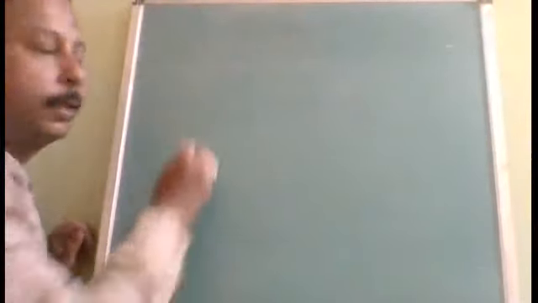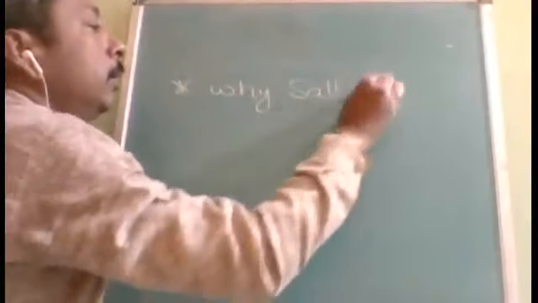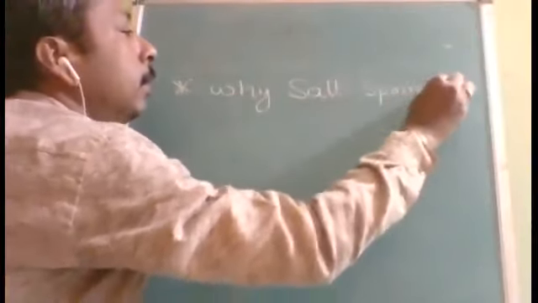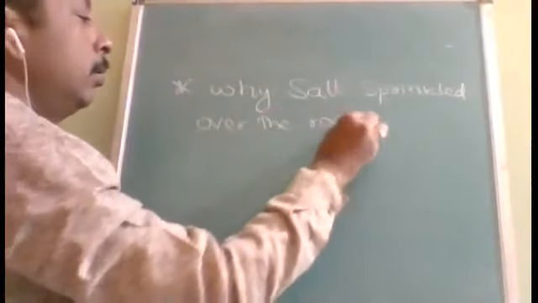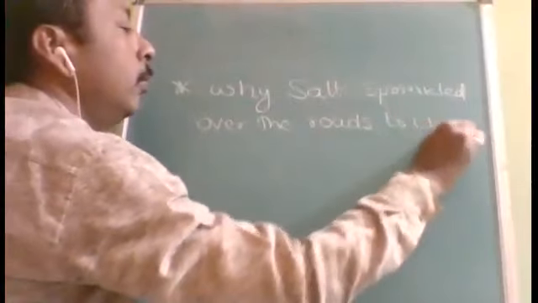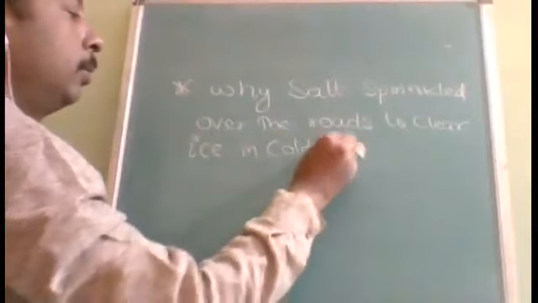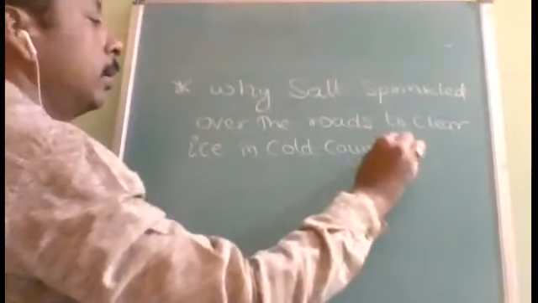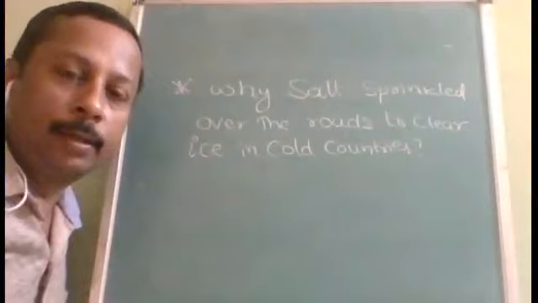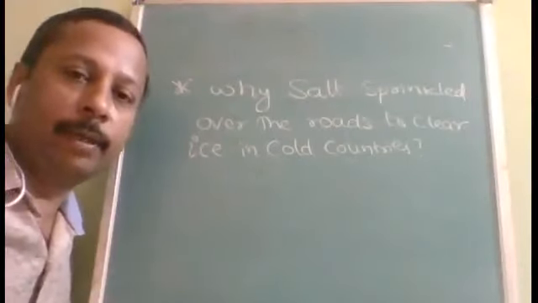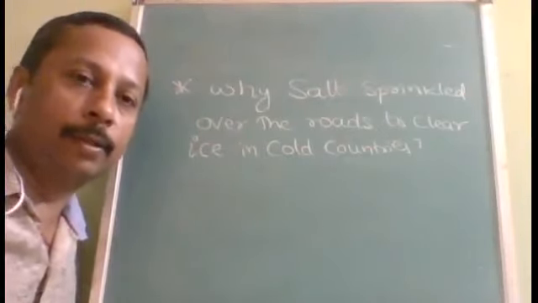There are also two more conceptual questions on the basis of depression of freezing point. What is the conceptual question? Why is salt sprinkled over the roads to clear ice in cold countries? See, in this question you will not find the chapter name anywhere. We will not be able to even identify the chapter name. That's why you have to be very careful with conceptual questions.